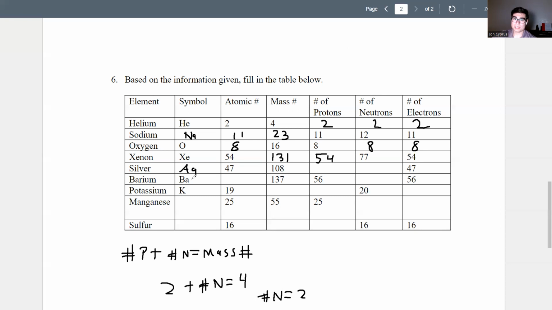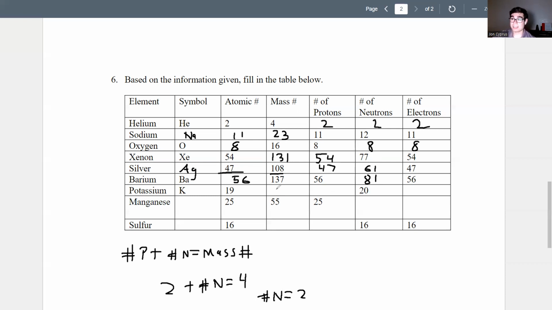Silver, the symbol is Ag. The number of protons is 47 from the atomic number. Sorry, the atomic number, not the mass number. The atomic number gives us the protons, and then the mass number, we can take this and subtract 47 to get 61. Next, we have barium. Barium has an atomic number 56, the same as the number of protons. 137 minus 56 gives us the number of neutrons, which is 81. And then we have 56 electrons to be equal to the number of protons.